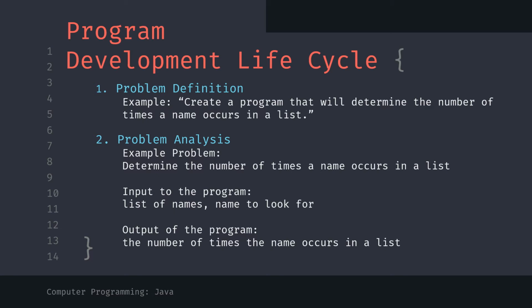Next step is problem analysis. After the problem has been adequately defined, the simplest and yet the most efficient and effective approach to solve a problem must be formulated. Usually, this step involves breaking up a problem into smaller and simpler sub-problems. Example: input to the program are a list of names and the name to look for, and the output of the program should be the number of times the name occurs in the list.